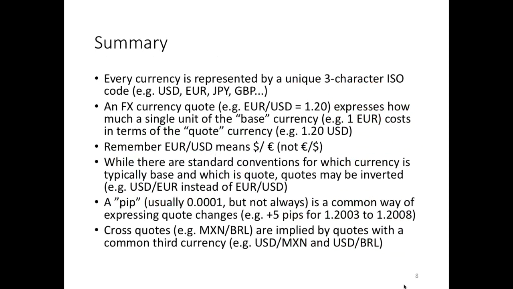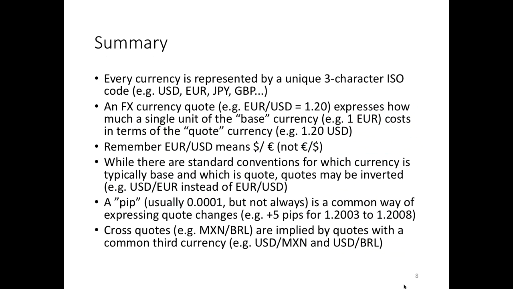So let's summarize. Every currency is represented by a unique 3-character ISO code, for example, USD, EUR, etc. An FX currency quote, for example, euro dollar equals 1.20, expresses how much a single unit of the base currency, 1 euro, costs in terms of the quote currency, 1.2 US dollars. Now remember, euro/USD means dollars per euro, not euros per dollar. And while there are standard conventions for which currency is typically base and which is quote, the quotes may be inverted. So we may see dollar/euro instead of euro/US dollar.